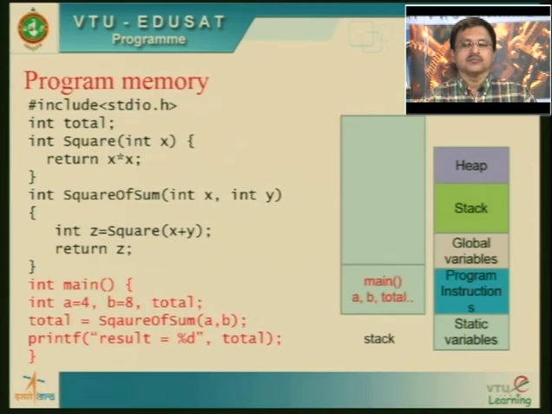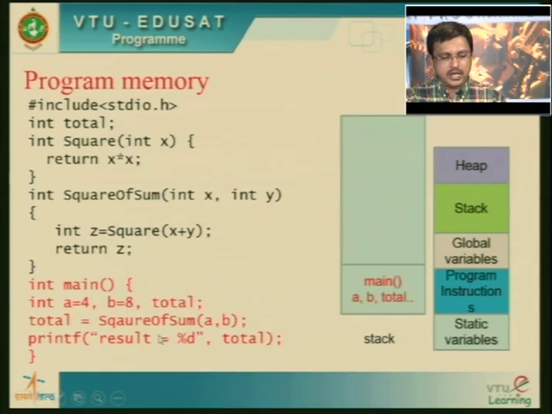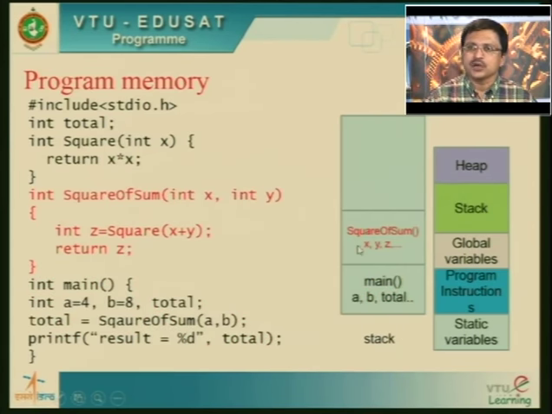Okay, and because stack is already allocated by the operating system, it uses a portion of the stack like this. There is a space for local variable A, a space for local variable B, and a space for local variable total. So, that is what I write: A comma B comma total. Then I call square of sum. This boundary, this block, is called the stack frame for the main function. The moment square of sum is called, the control is passed from here to here.